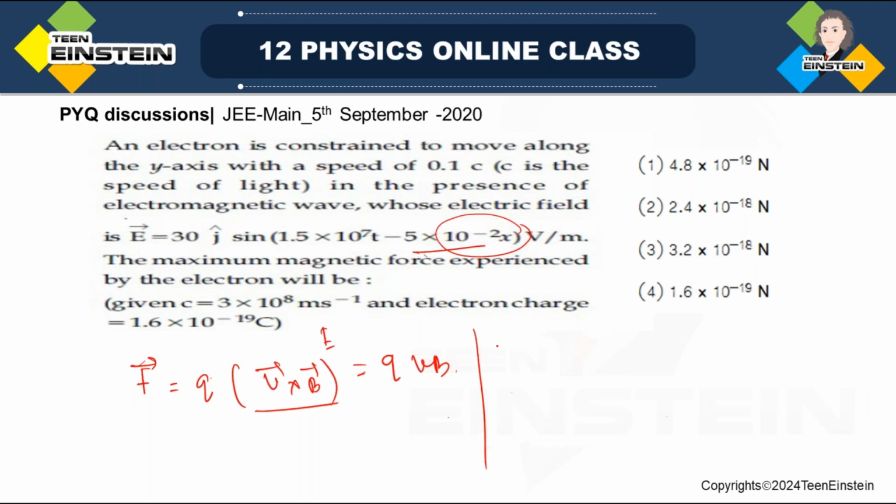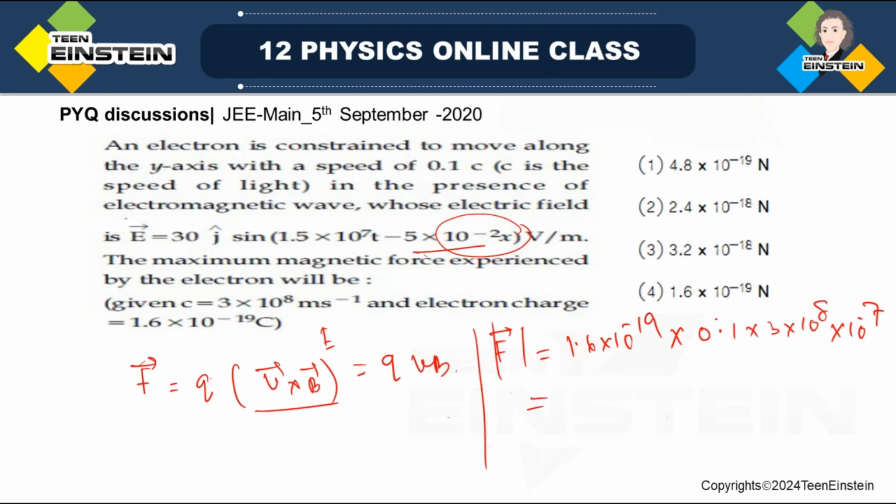Look at this magnetic force. Q is 1.6 times 10 to the minus 19 coulomb. V is 0.1 times 3 times 10 to the power 8 meter per second. Okay, QVB, where B is 10 to the power minus 7. Like that we have got.